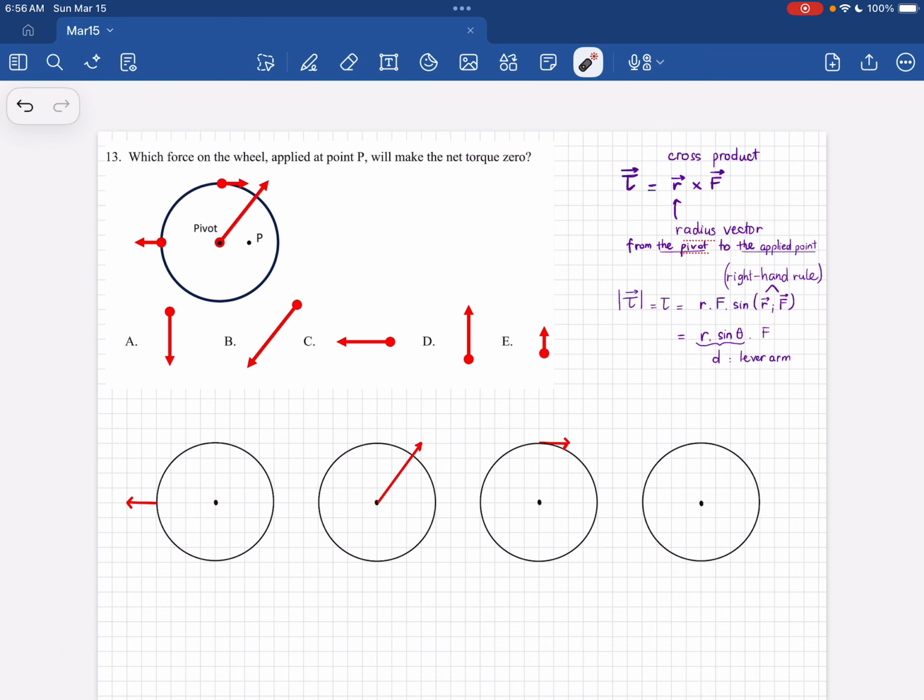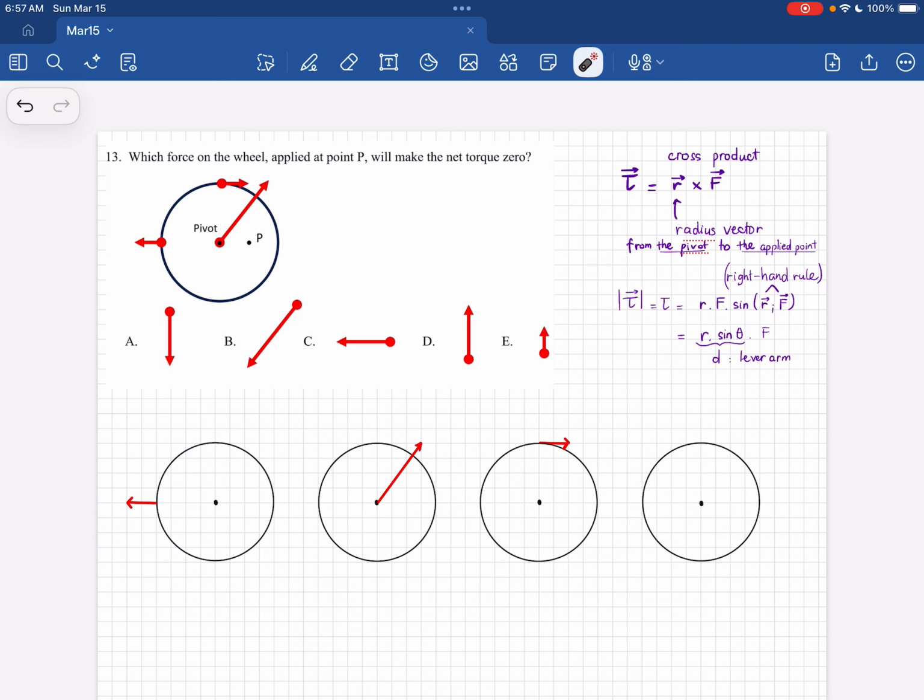So let's make it very clear when we look at an example. Here we have three forces already, acting at three different applied points, and we need to find another fourth force. If we add them together, we have the net torque 0. So now let's calculate the torque for each of the forces, and then from there, if we add them together, we can know which should be the other force that can make the net torque 0. So let's start from this one first.